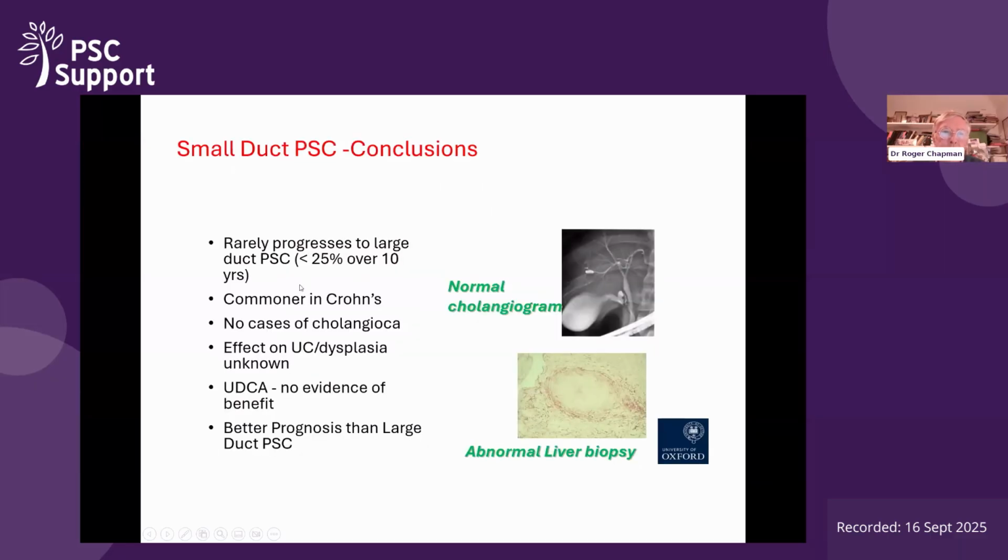So the conclusions from all that, just to recap for you: you have a normal cholangiogram, you have an abnormal liver biopsy with this fibrosis shown around it. It's common in Crohn's disease. It's not associated with cholangiocarcinoma, and there's probably less chance of getting dysplasia and colon cancer. But interestingly, I won't show you the slides, ursodeoxycholic acid clearly does not help. So there's no indication for urso in patients who have small duct disease, and it has a better prognosis.